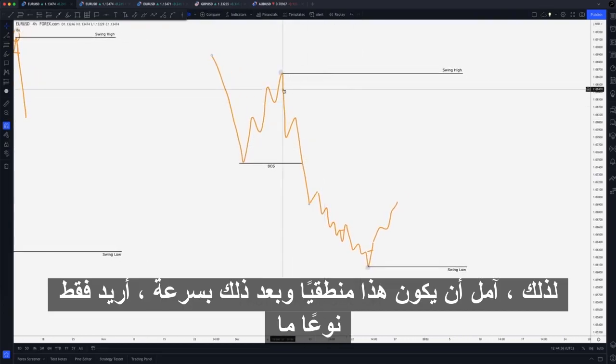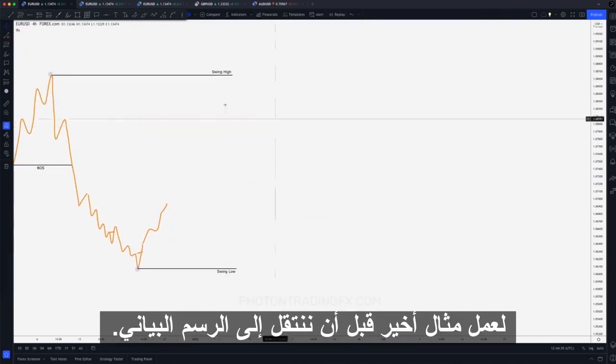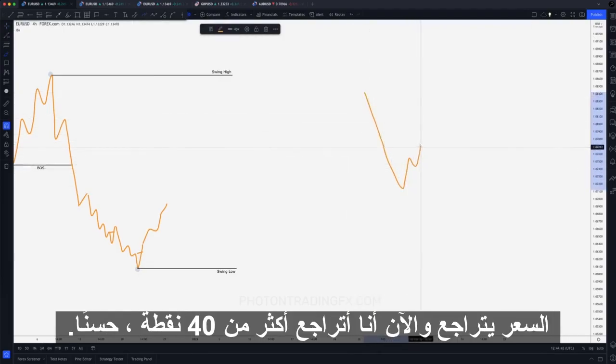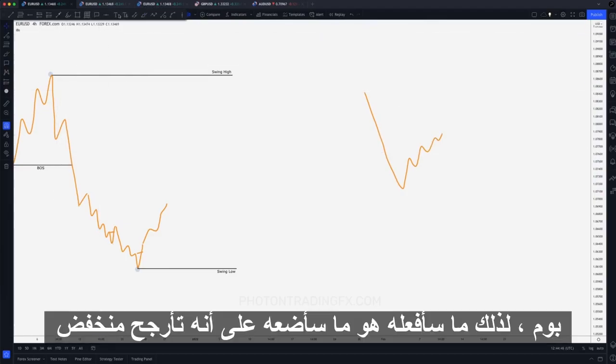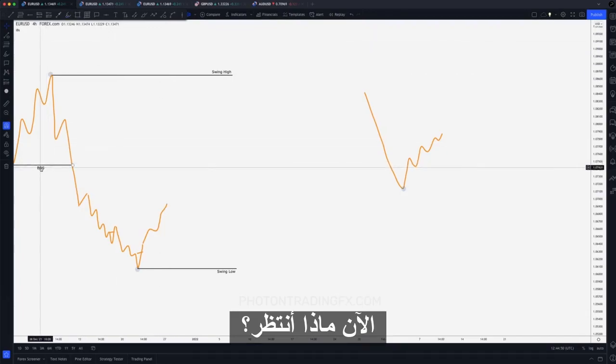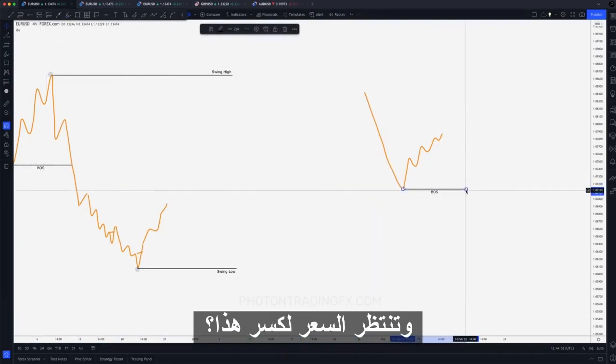And then quickly, I just want to do one last example before we hop on the chart. So again, let's say we're in a bearish market, right? Price pulls back and now pulls back more than 40 pips. Okay, boom. So what I will do is mark this out as my swing low, right? Now, what am I waiting for? I'm waiting for price to break this, okay?